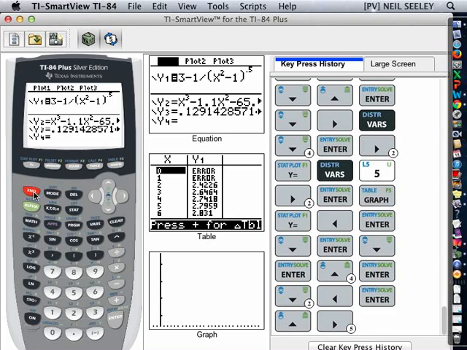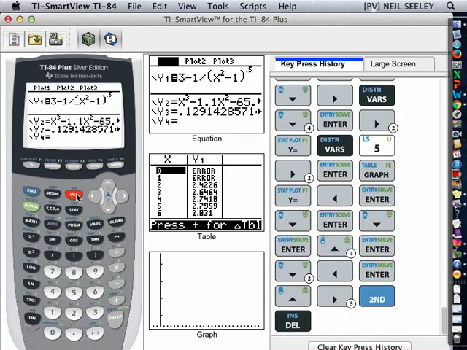You guys remember you can do second insert, right above delete. We put a little radical in this, which is second x squared.